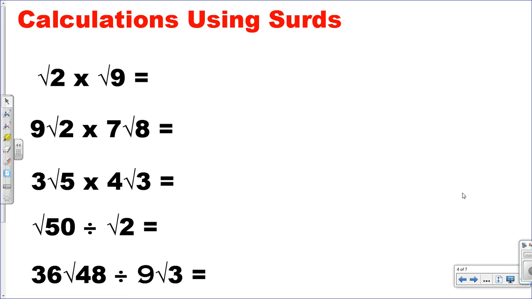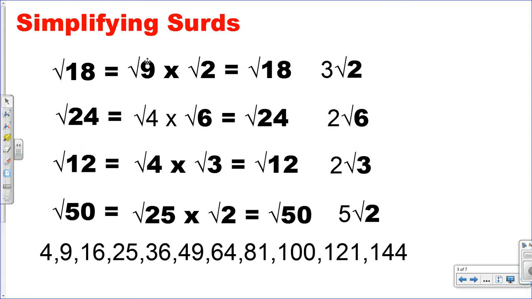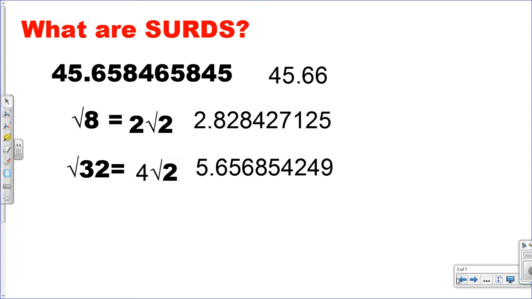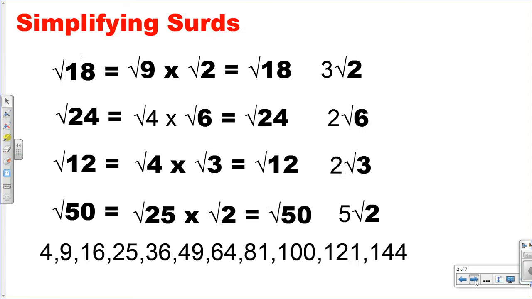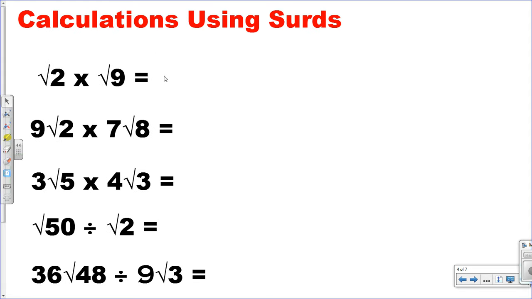Calculations using surds. This top one here you'll probably already know, just because of the slides that we covered before. So if we look here, 9 times 2 equals square root 18, 4 times 6 equals square root 24. All you do is multiply the numbers inside the square root symbol. So here our answer would be square root 18.